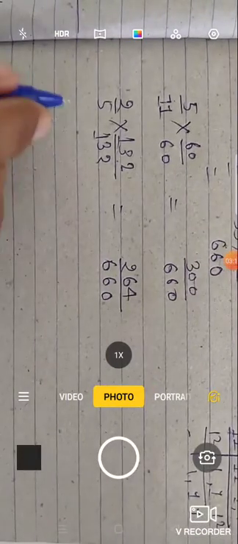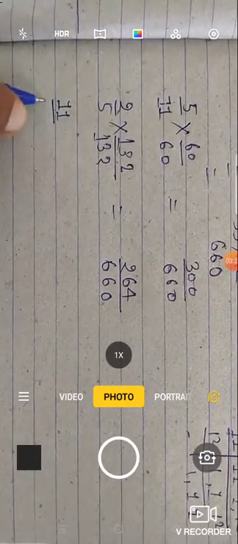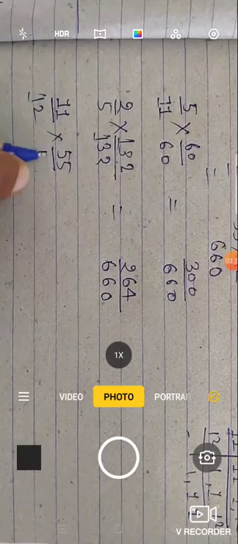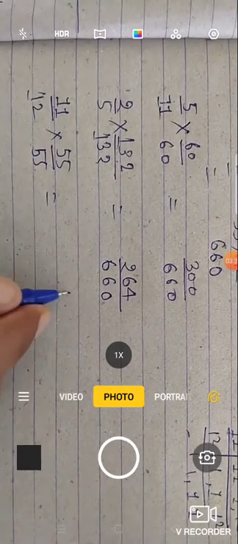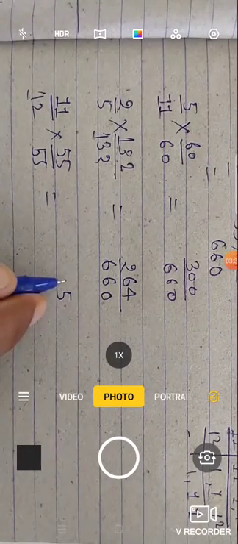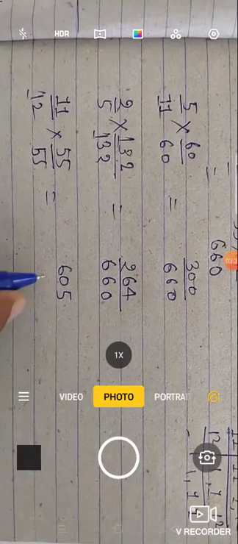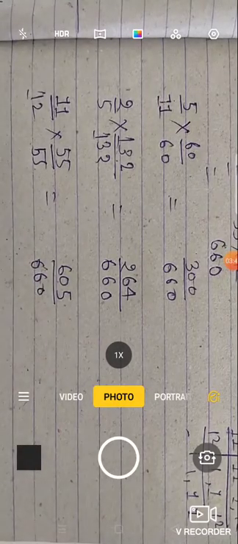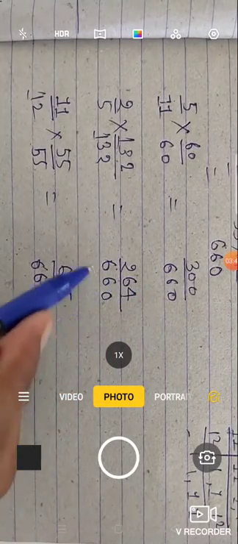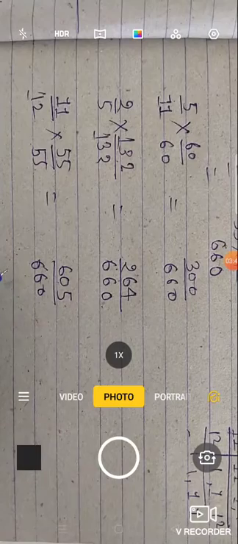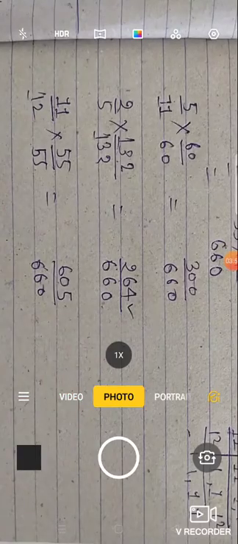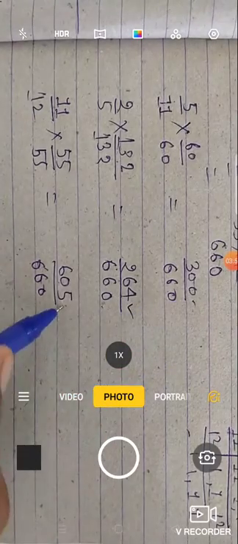So now the last term is 11 upon 12. Which number do we want to multiply by? 55. So that is 11 fives are 55, and that is 660. So dear students, we now have 300 upon 660, 264 upon 660, 605 upon 660. Which numbers are smaller? You can see this number is smaller, then this number is smaller, then this is the bigger number.